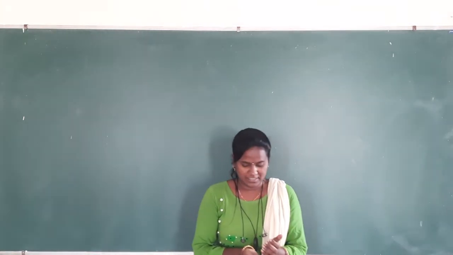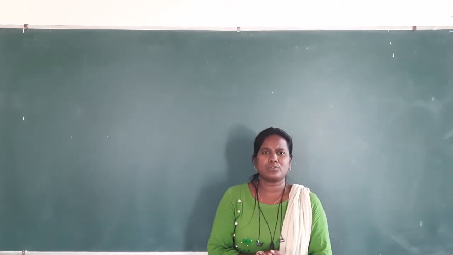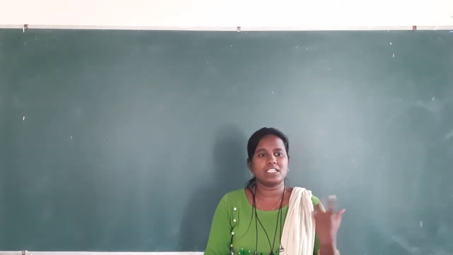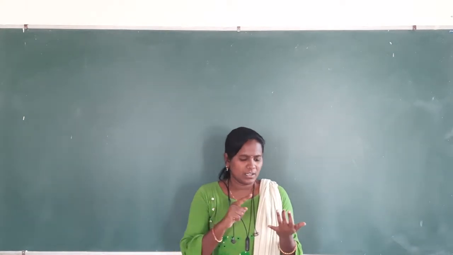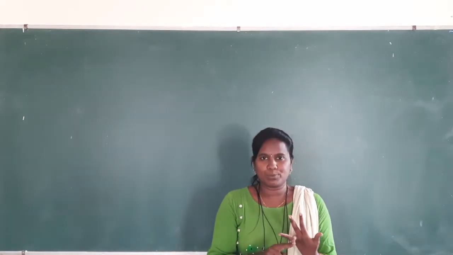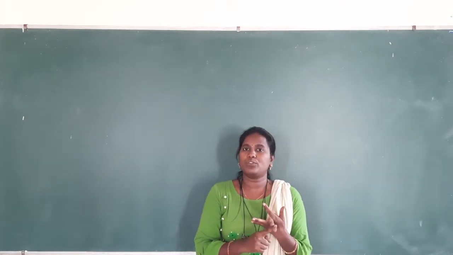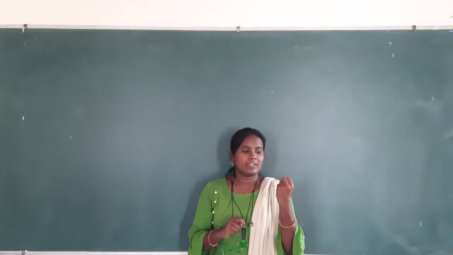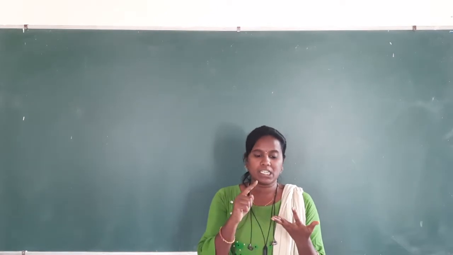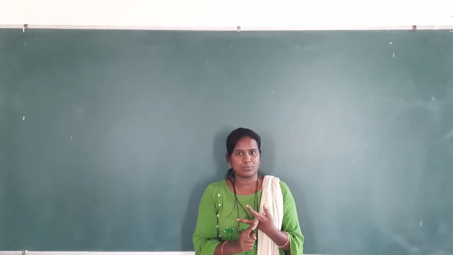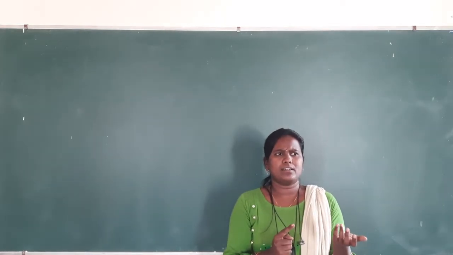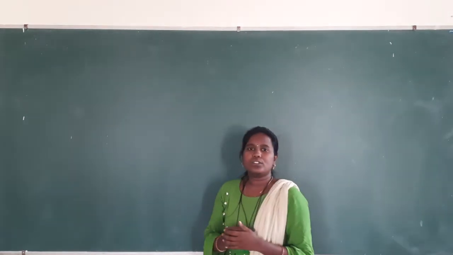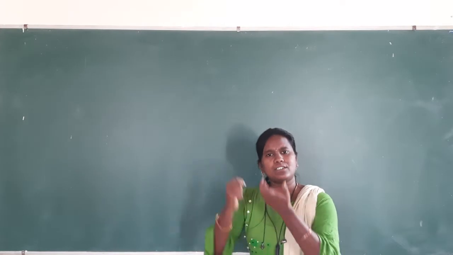Today in this class we are going to deal with some other properties which are still left. In the last class we saw the properties related to multiplication of integers: closure, commutative and associative properties of multiplication. Before that, we saw closure, commutative and associative properties for addition and subtraction.